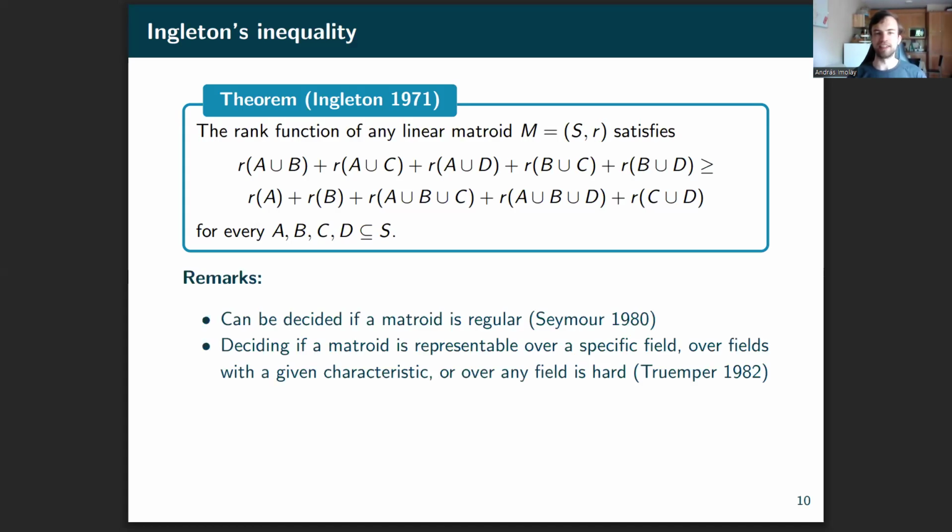Some remarks: it can be decided whether a matroid is regular, where regular means that it is representable over every field, but most of the questions are undecidable. For example, deciding whether a matroid is representable over a specific field, or over fields with a given characteristic, or over any field is hard. That's why we cannot expect such a characterization. But for example, we can describe the linear matroids with these kinds of inequalities. And there is a lot of research behind this.